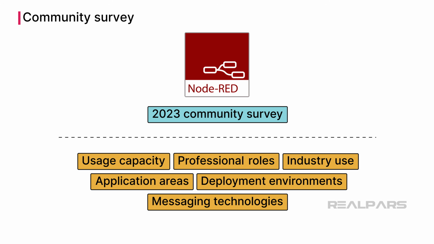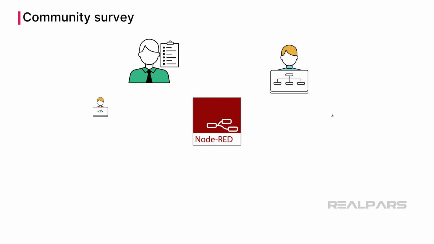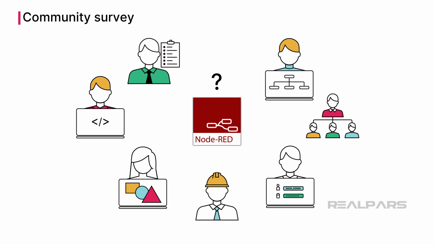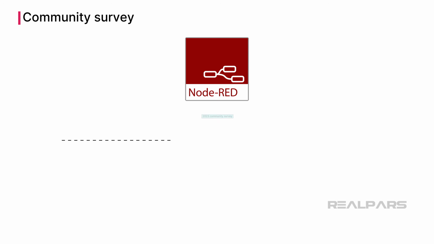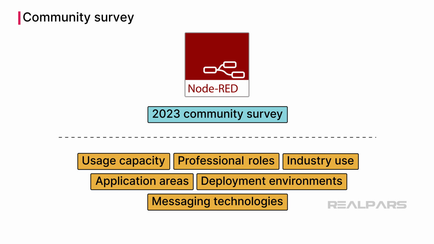The goal of the survey was to gain a better understanding of who is using Node-RED, how they are using Node-RED, and to collect general feedback from the Node-RED community. A total of 780 individuals completed the survey. This dataset gives a good representation of the general Node-RED community. Let's look at the results of the survey to understand who is using Node-RED and how they are using it.